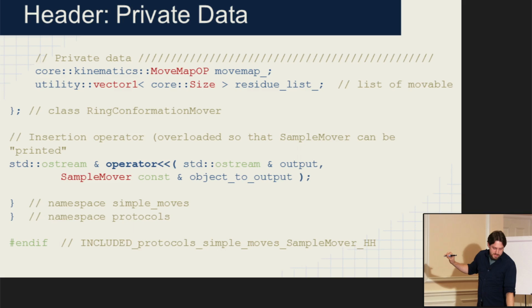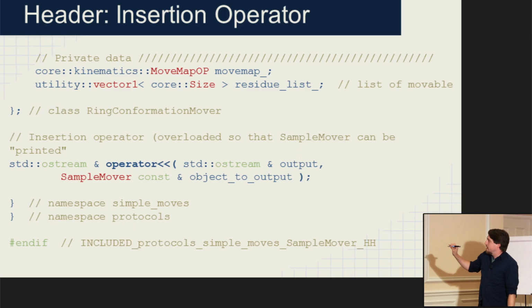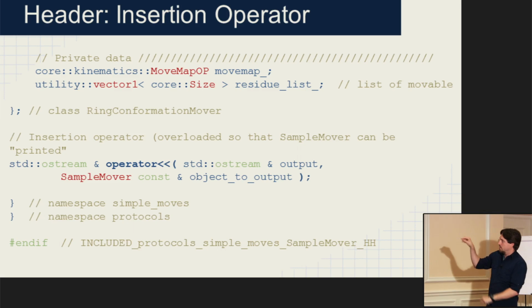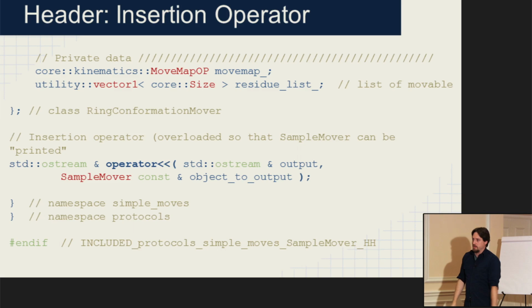Now, one more thing is this insertion operator. Again, you'll learn more about how to overload operators later. But when you do, go back to this slide, and it's really helpful if you have this operator overloaded so that it calls a show method. If you do that, you can just say cout and then pipe your mover, and it will output a bunch of information that's helpful about your mover. It's really handy for debugging purposes.